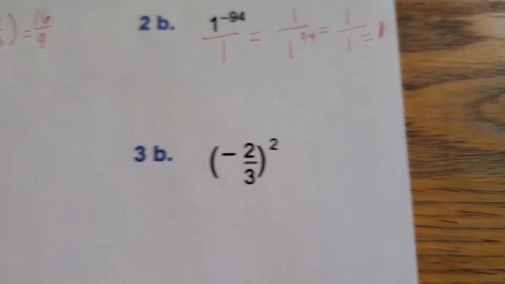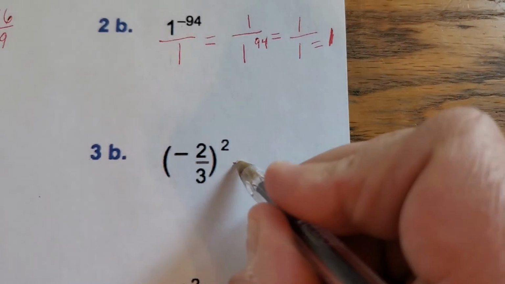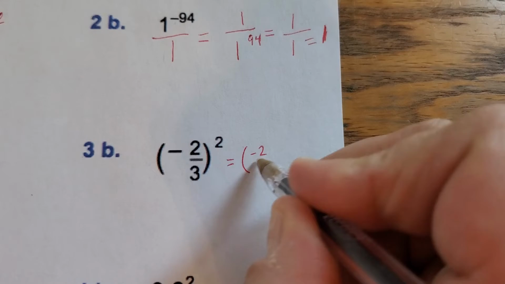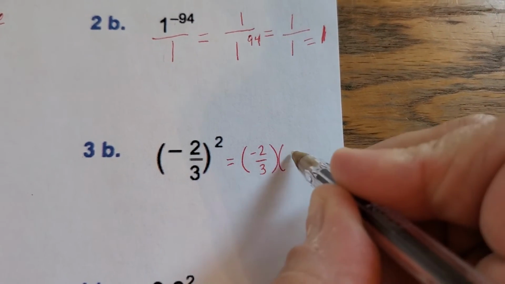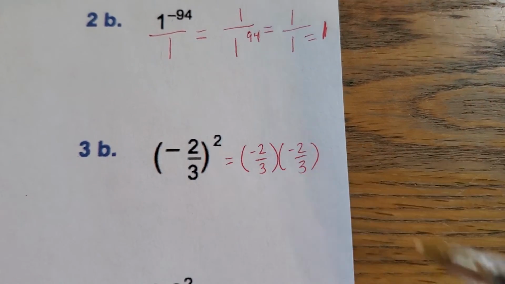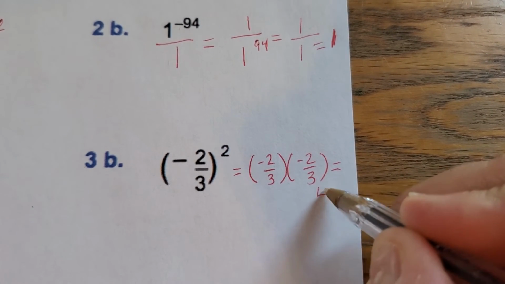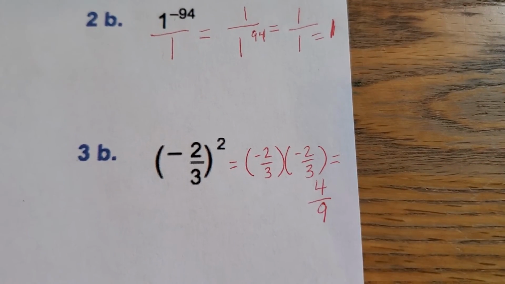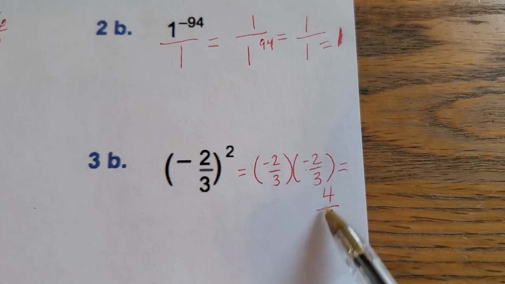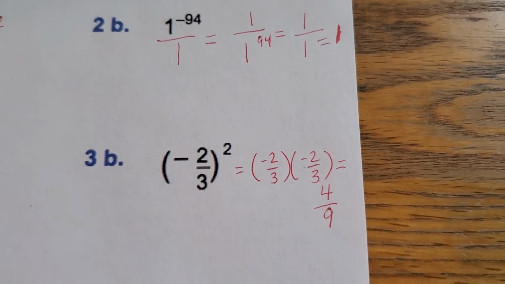My next example, negative 2/3 to the second power. I need a negative 2/3 times a negative 2/3. So multiplying straight across the top, straight across the bottom, we get 4 over 9. And that negative times a negative is going to be a positive.